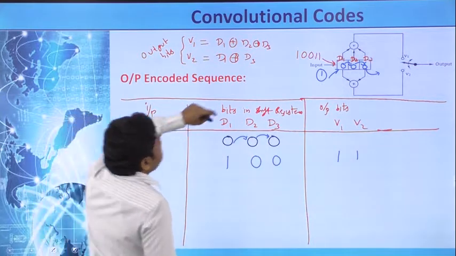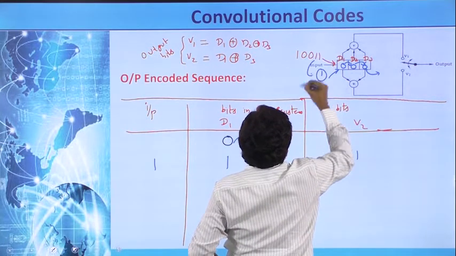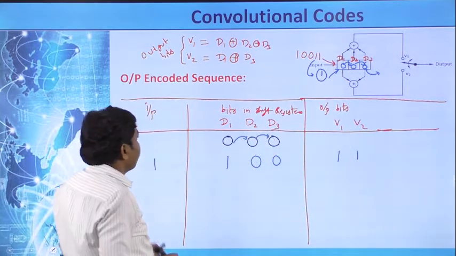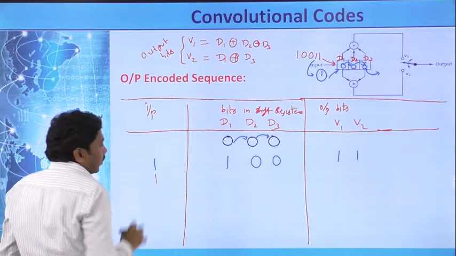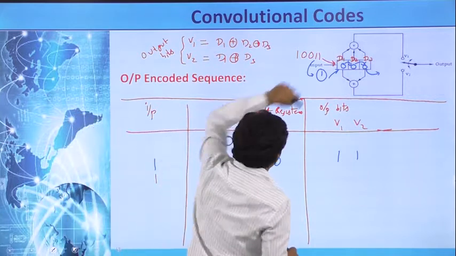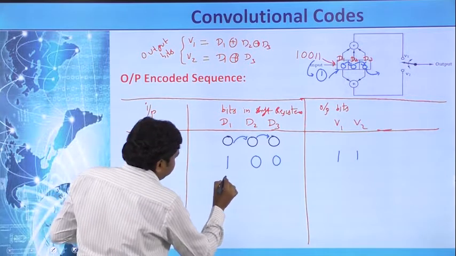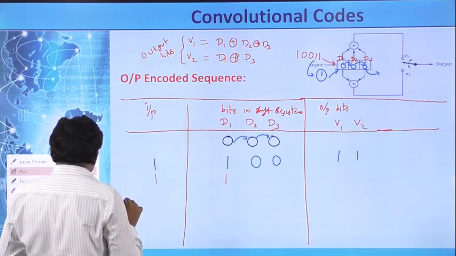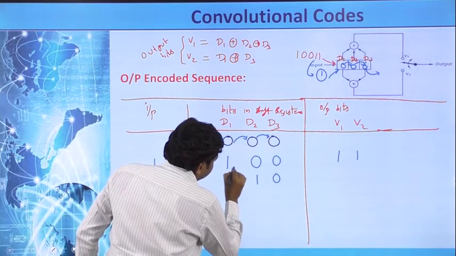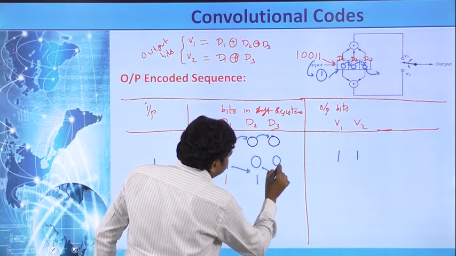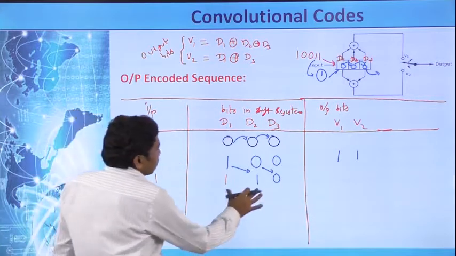Now what is the second bit? The second input bit is also 1. Once again the input bit is 1. Whenever you apply the input as 1, previously the bits in shift register are 1, 0, 0. So this one comes into the D1 place, this 1 moves into here, and this 0 moves into here. So this 0 will go outside. These are the bits in shift register.